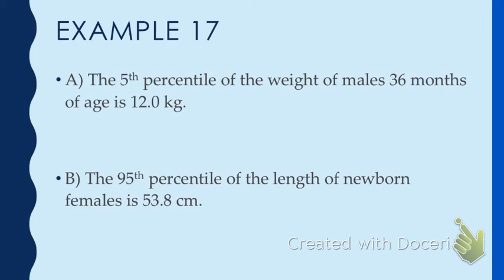So basically, newborn females that had a length of 53.8 are longer than 95% of the babies. The length of your baby. The length in centimeters.